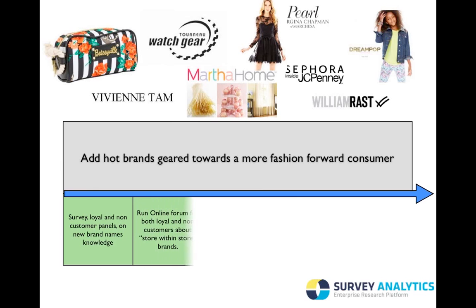The fourth strategy here again was to add hot brands geared towards more fashion-forward consumers. So above, you can see that they're bringing Betsyville, Vivian Tam, Watch Gear, Martha Home, Pearl by Virginia Chapman, Dream Pop, Sephora, and William Rast. These all are really fun items. I think, for someone like me, I don't really shop at JCPenney's, but I do like Sephora, and I like Vivian Tam, so I would be interested in checking out these stores.